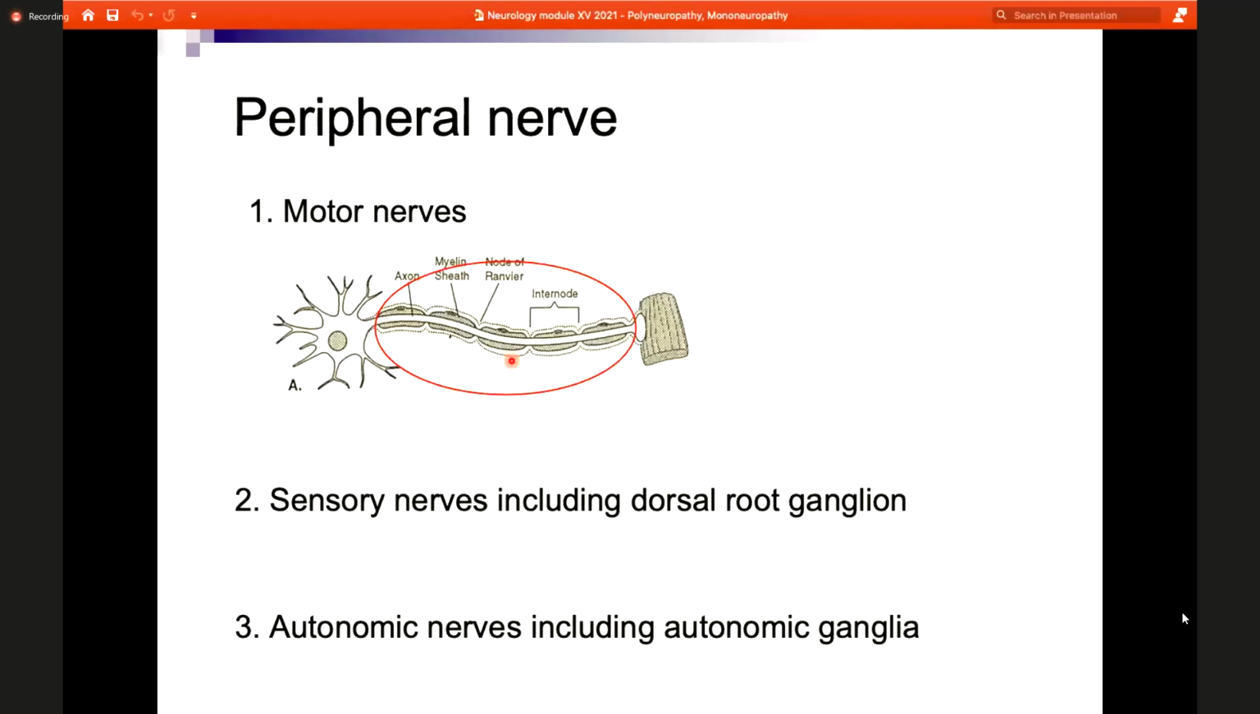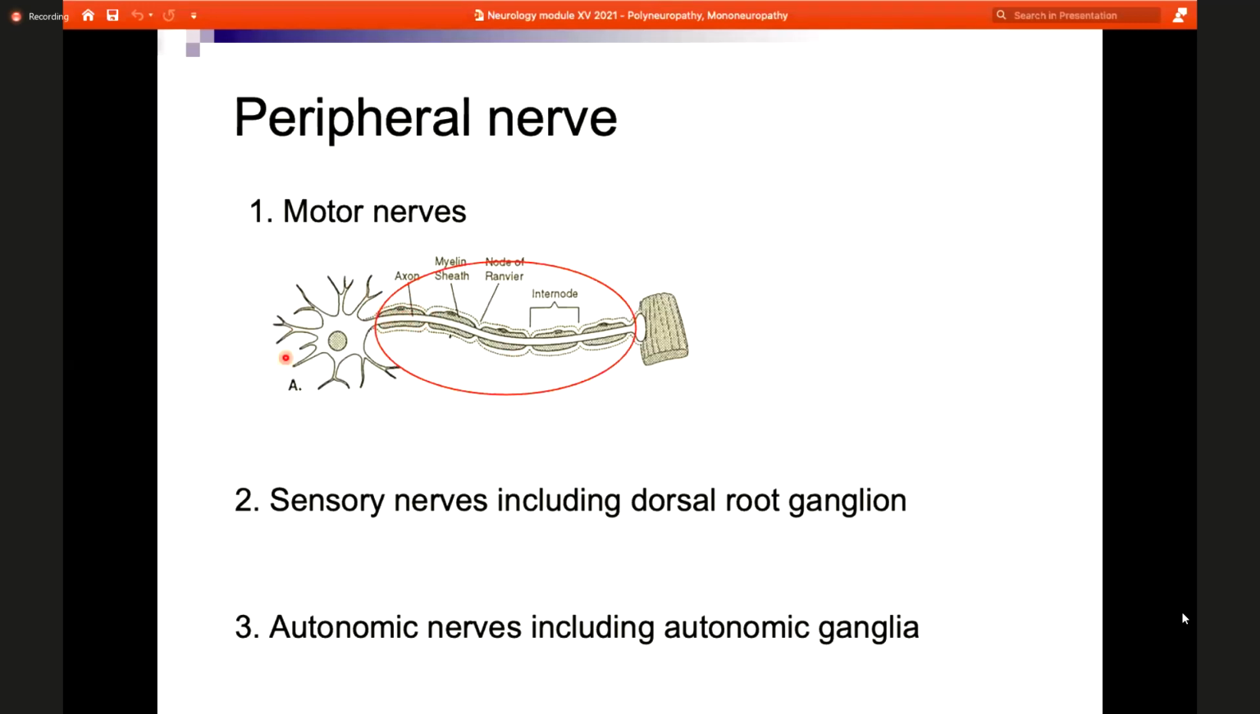So normally the root and the plexus disorders are dealt separately, but it's an artificial division because this is the proximal end of the nerve. So some peripheral neuropathies actually do affect the root as well. So then we call it radicular neuropathy.